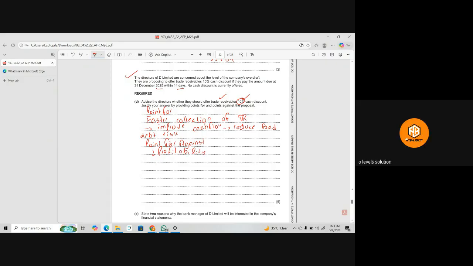And definitely, maybe all the customers may take up this offer since it's a very big offer, 10%. So this will also decrease the cash flow.